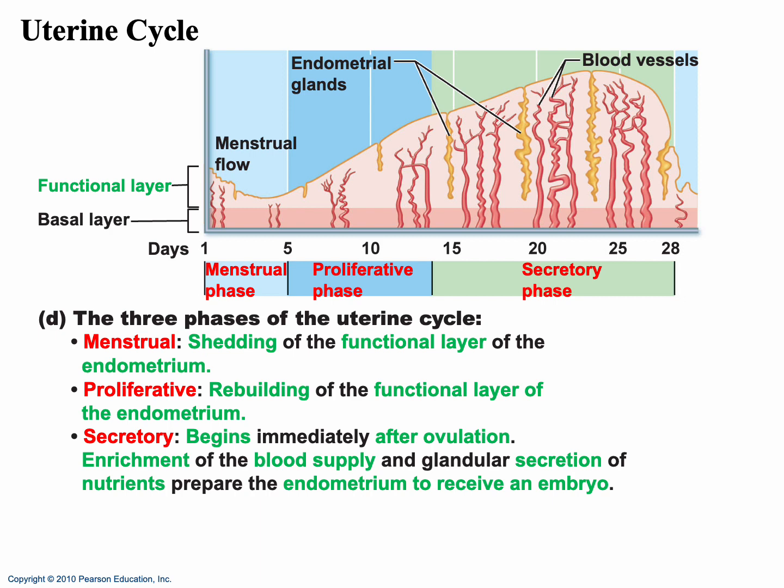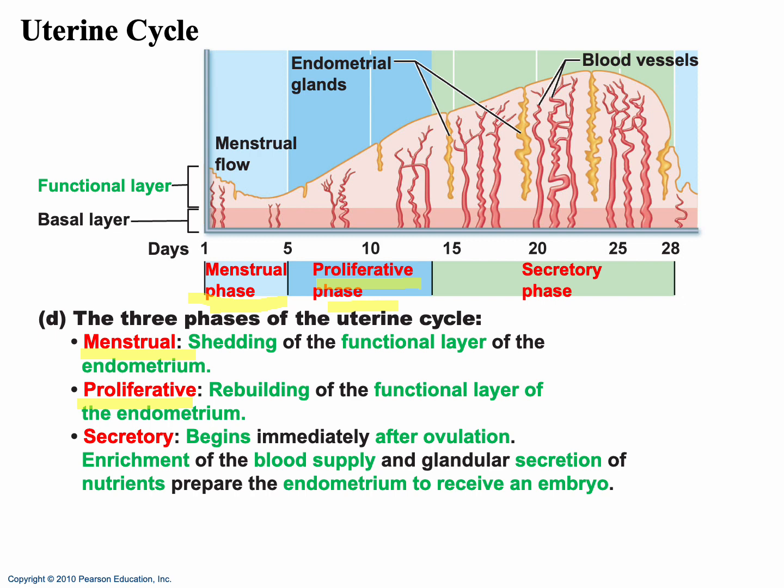This graph here, we get an idea of the thickness of the stratum functionalis layer of the endometrium. So first, the menstrual phase, most of the stratum functionalis layer is broken down and shed, going out through the vagina. The second phase, again, is proliferative, where we are now rebuilding that stratum functionalis layer. So we can kind of see that here. It's starting to build up.